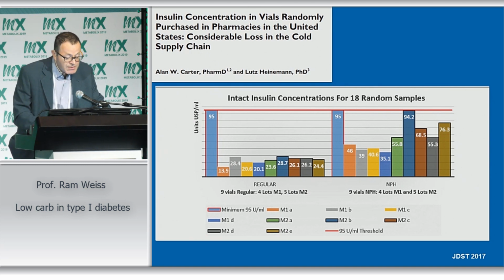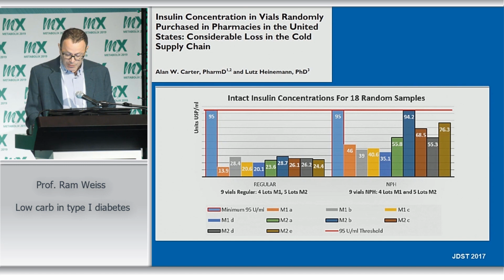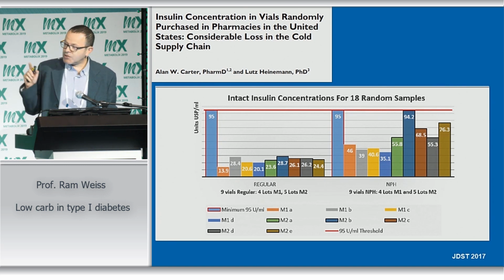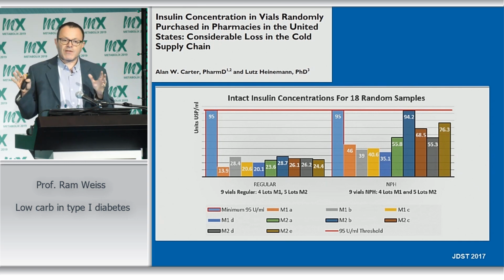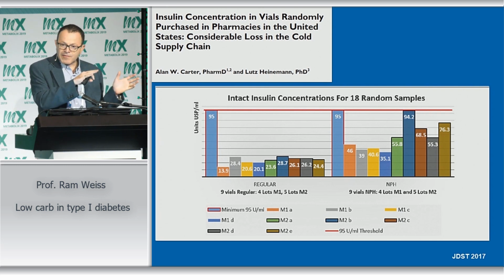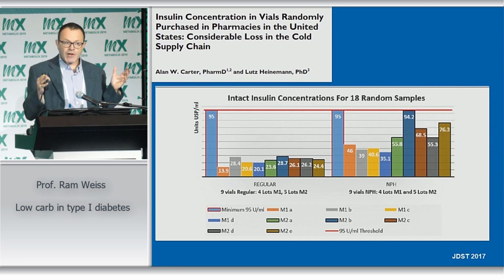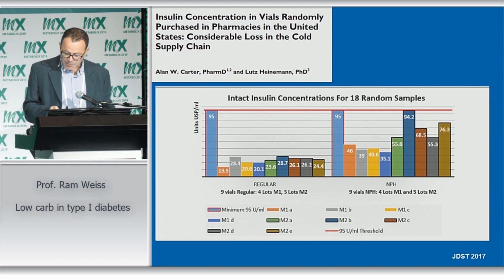Just to give you a taste, this is a paper from Lutz Heinemann in 2017. They later showed the same data about what they checked. They went to American pharmacies and took the insulin vials in a cold box straight to the lab, from the fridge in the pharmacy to the fridge in the lab, and checked how much insulin is actually inside. The published paper is about regular and NPH. They showed the same data for all the analogs, by the way.